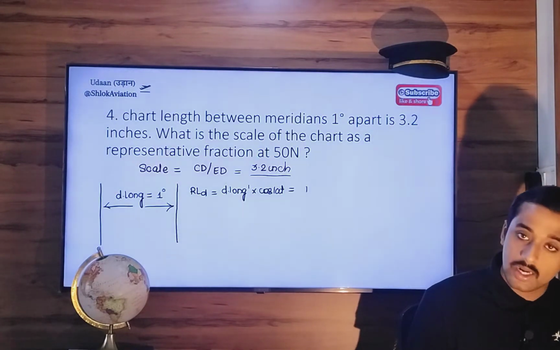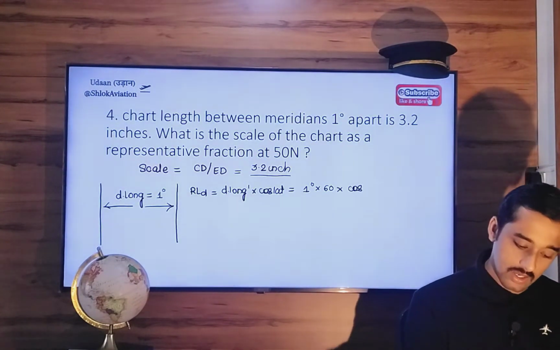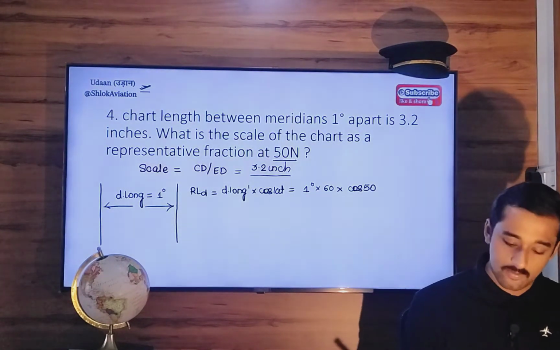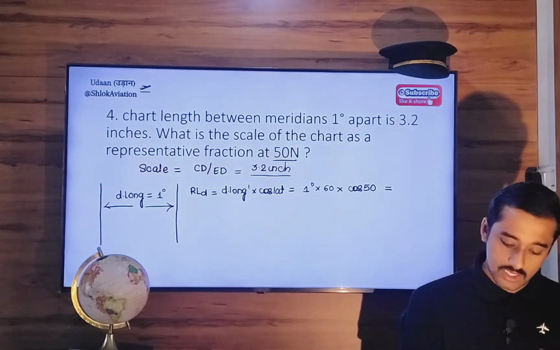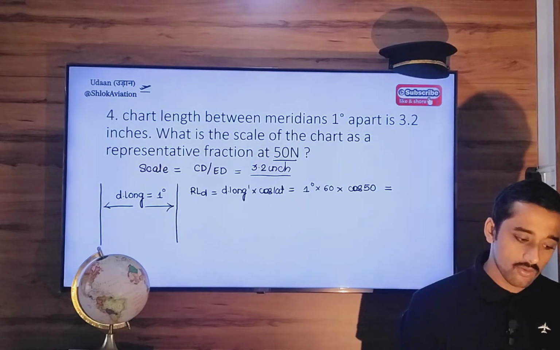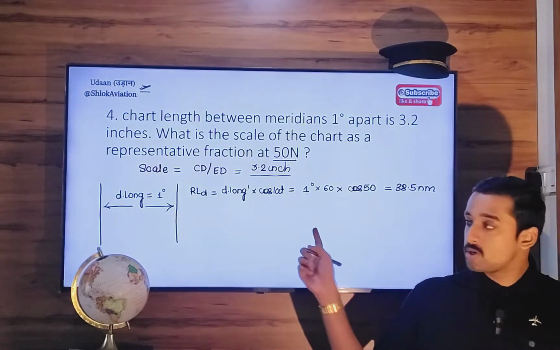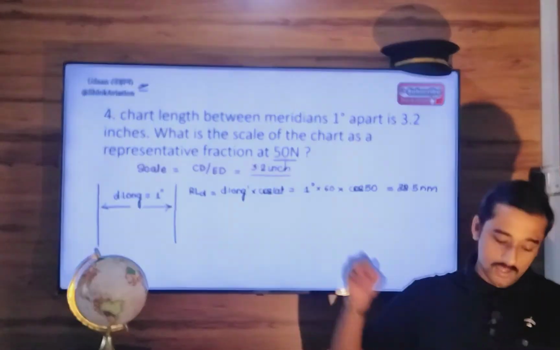So d long is 1 degree. Convert that into minutes, multiply by 60 into cos lat. So cos latitude is 50 degree north, cos 50. So cos 50 into 60 is equal to 38.5. So 38.5 nautical miles. Now let's put this earth distance value in our formula.